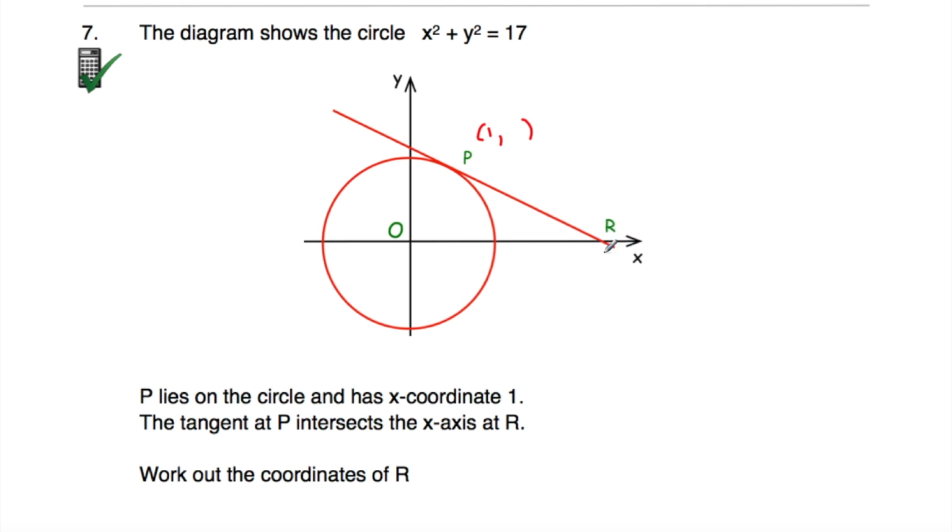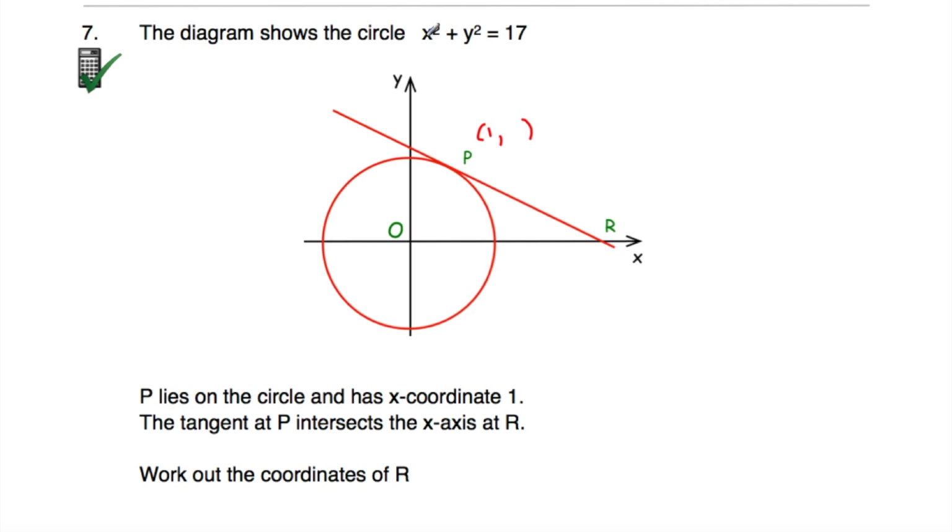Okay, so we want to find where this tangent crosses the x-axis. So we want to find the coordinates at this point. So if we know the equation of that tangent, then that'll be quite straightforward, because to find where a line crosses the x-axis, you know the height y is equal to 0. So let's find the equation of this tangent. But before we do that, we need to find the y coordinate of the point P.